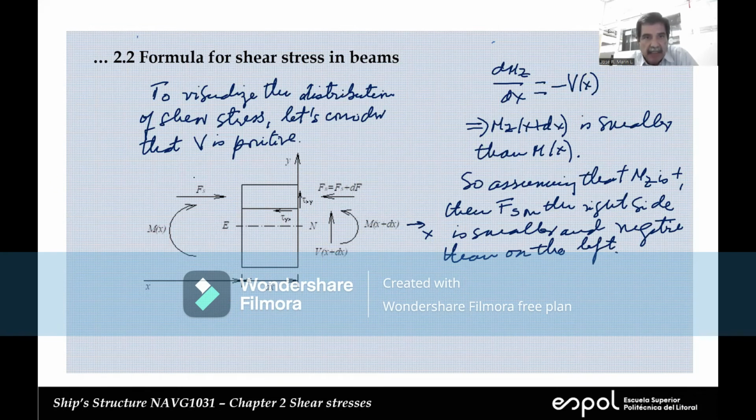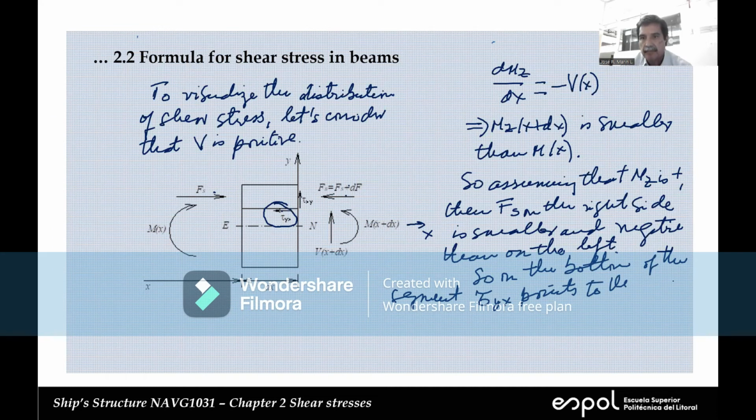So this is a model. So this wins. That means that we have a net force. If we consider this and that, we have a net force pointing to the right. That means that we need a shear stress in that direction. So this one here plus this one here is enough to overcome this force and have this segment in equilibrium. So on the bottom of the segment, tau yx points to the left. And tau xy, people, careful, which is this one here, points upward.